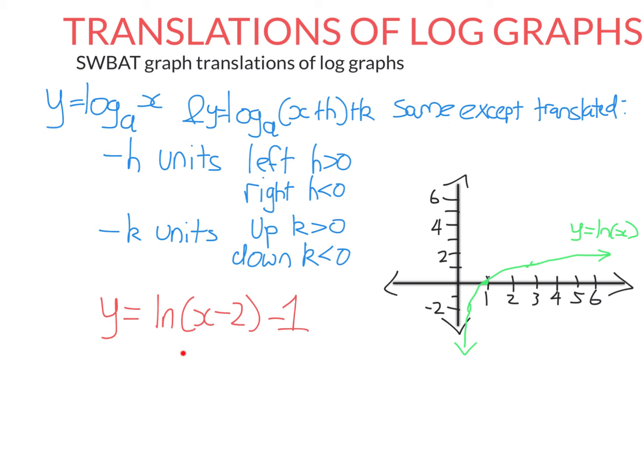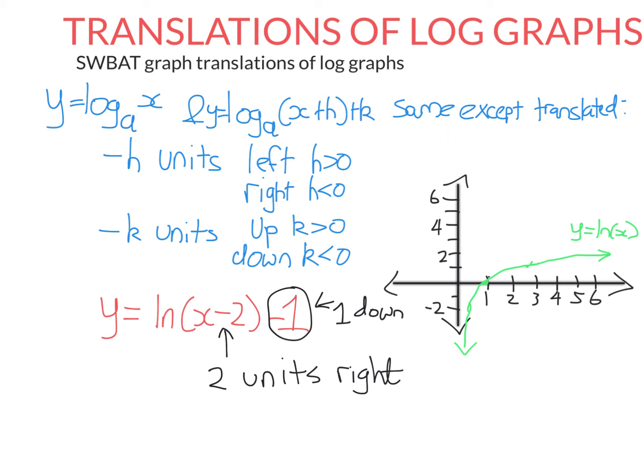So let's say I want to graph this function here. So what I'm going to do is use this graph, y equals ln x, and I'm just going to translate it. So how much do I translate it? Well, this number in here, -2, means I translate it 2 units to the right. Remember, the number inside the bracket goes the opposite way that you'd expect. Because it's negative, we go to the right. So this number here, outside the brackets, that translates up or down, and it goes the way that you'd expect. So -1 means it's going to be translated 1 unit down.